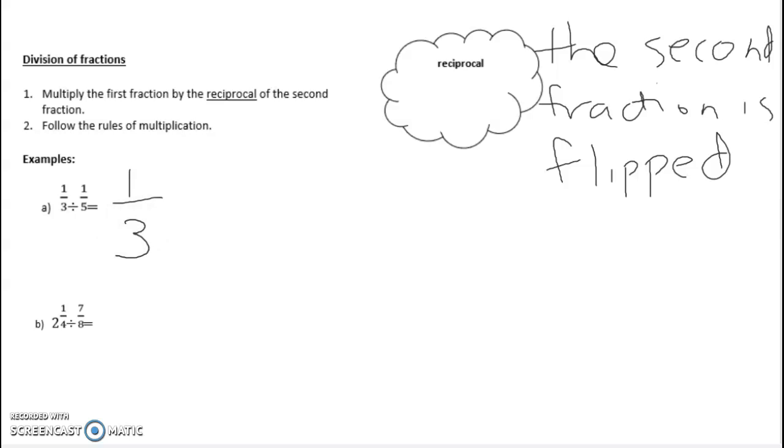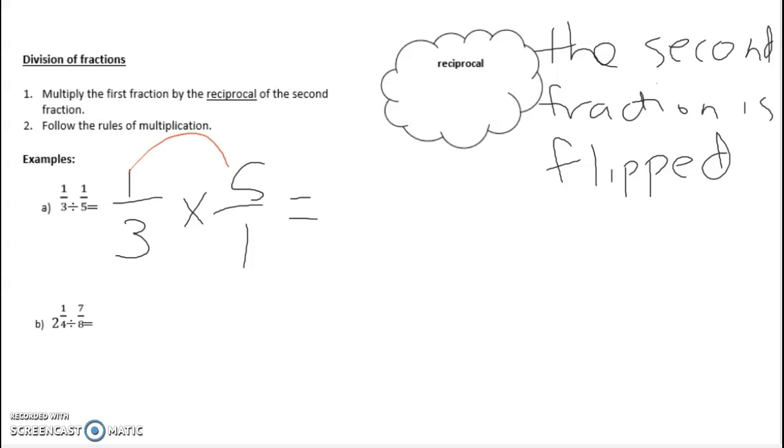Okay, and it says here we're going to multiply the first fraction by the reciprocal of the second. So that means we're going to multiply the first fraction by the flip of the second. So see right here, it's 1/5. Well, to flip it, it's going to be 5/1. Okay, and then we just treat it like multiplication. I love these. They're pretty fun.